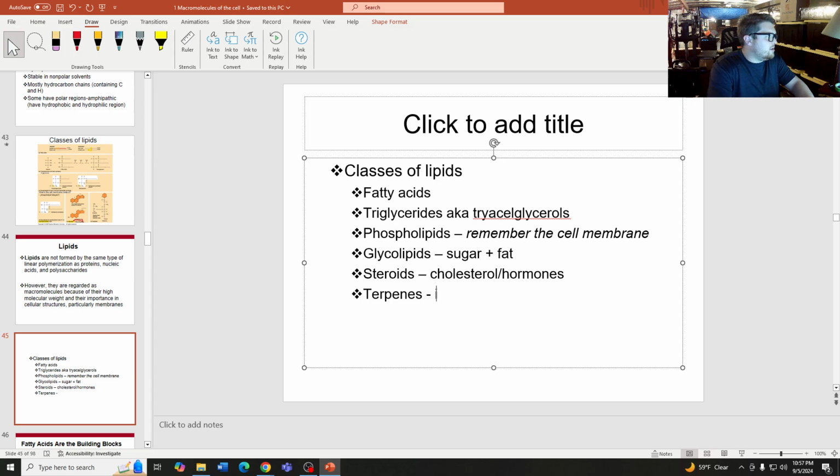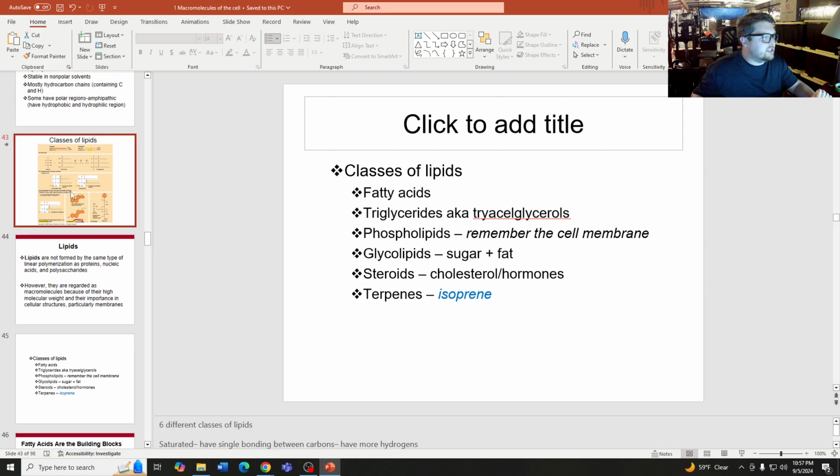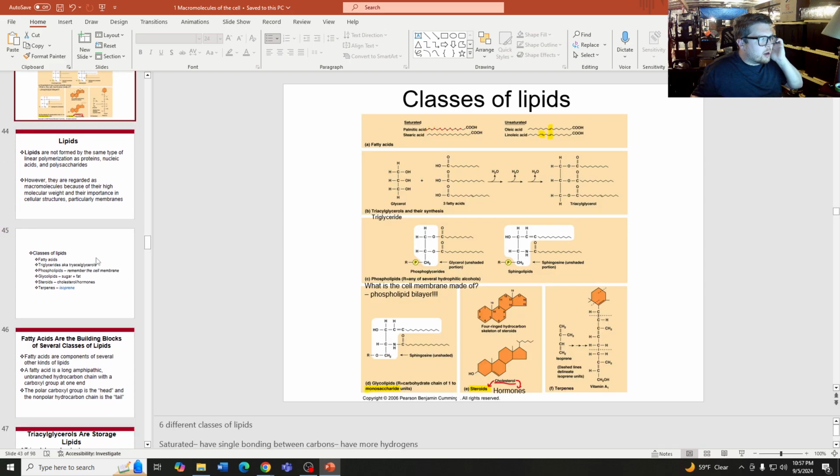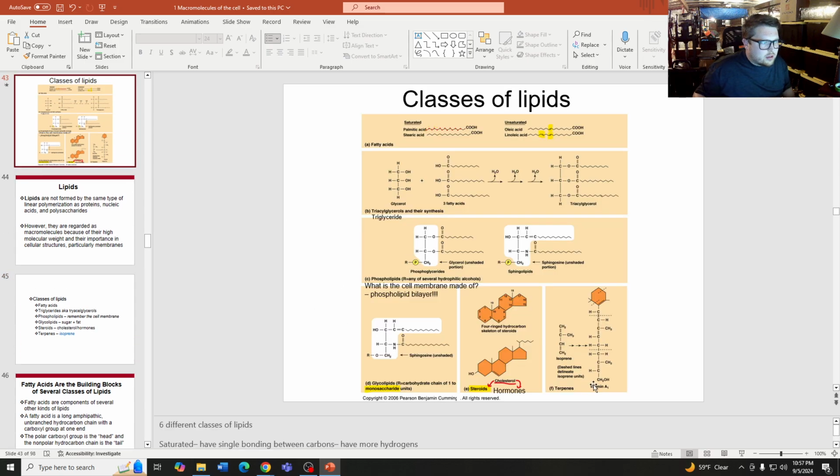Terpenes. You might want to remember isoprene. Isoprene. That will come back in Biochem 2. We don't really talk a lot about it otherwise. But as well, you can see this is connected also to vitamin A.